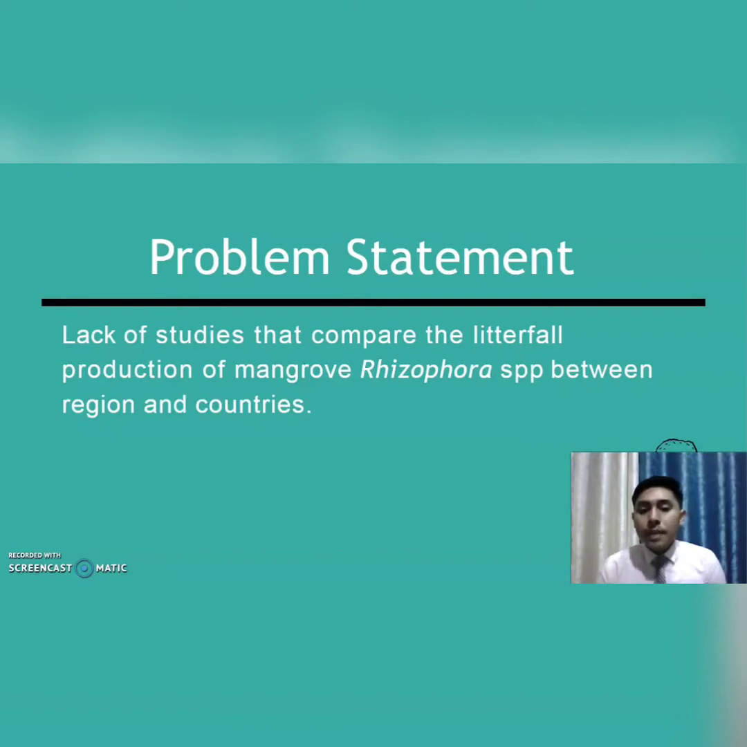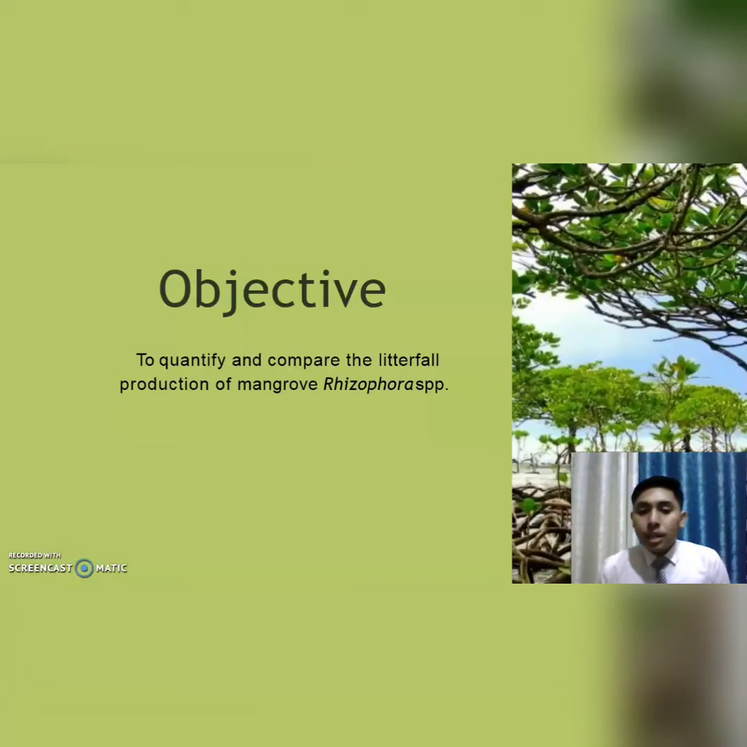So the problem statement of this study is the lack of studies that compare the litterfall production of mangrove Rhizophora species between regions and countries. The objective of the study is to quantify and compare the litterfall production of mangrove Rhizophora species.